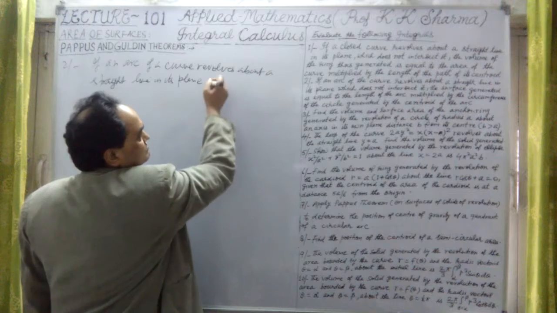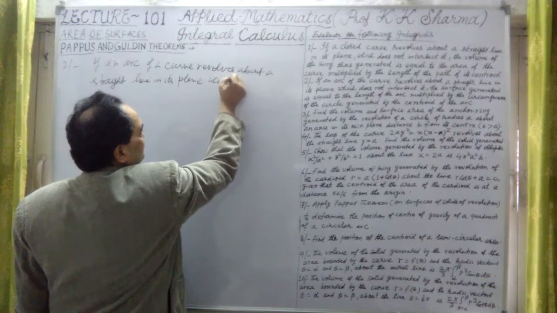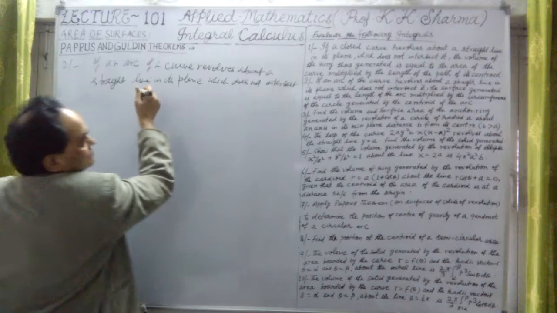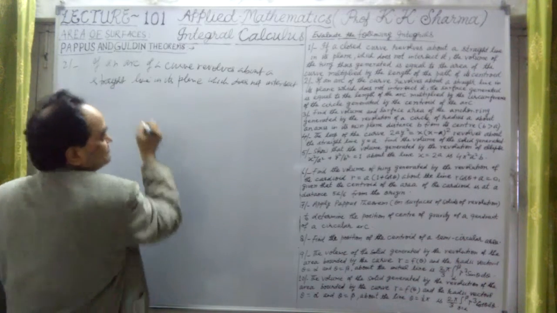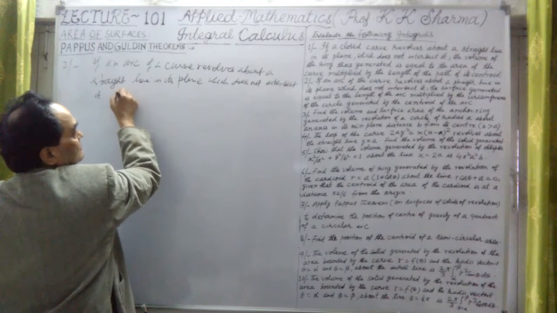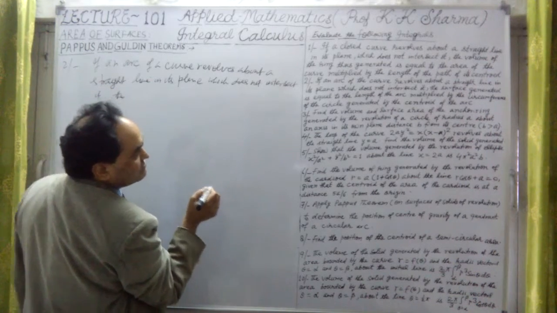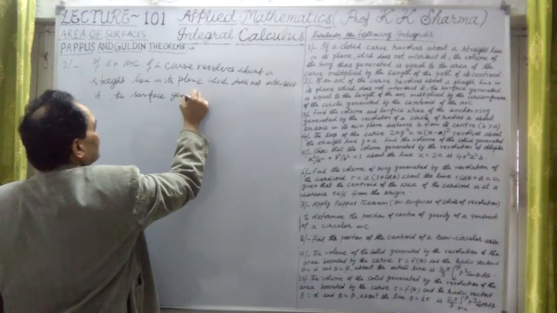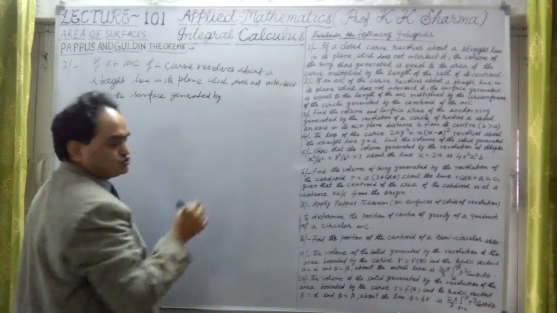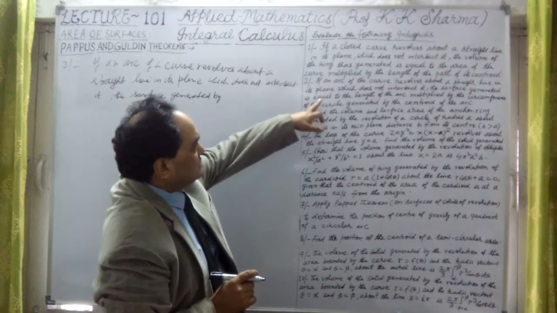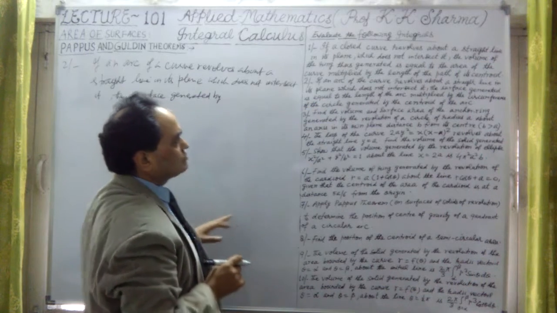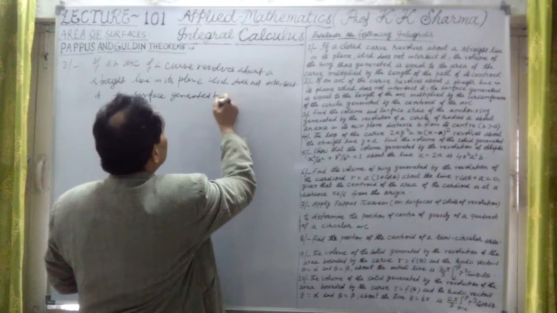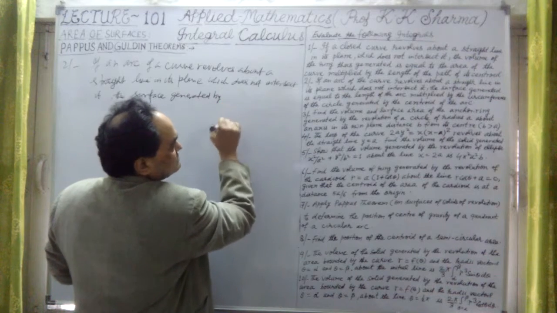which does not intersect it, then the surface generated by revolution of this arc about the straight line is equal to the length of the arc multiplied by the circumference of the circle generated by the center of the arc. Simple. That is the surface generated by this revolution.